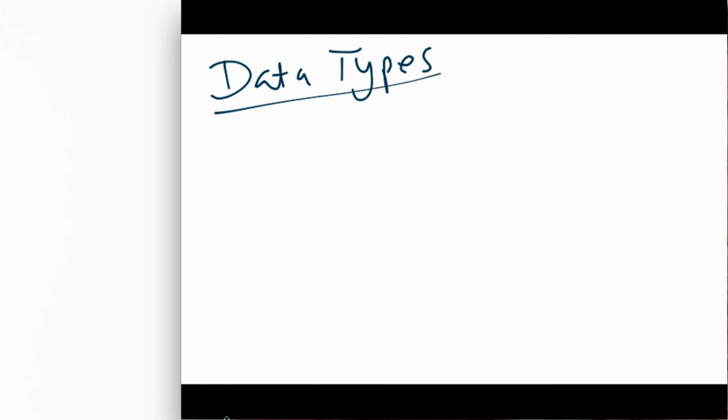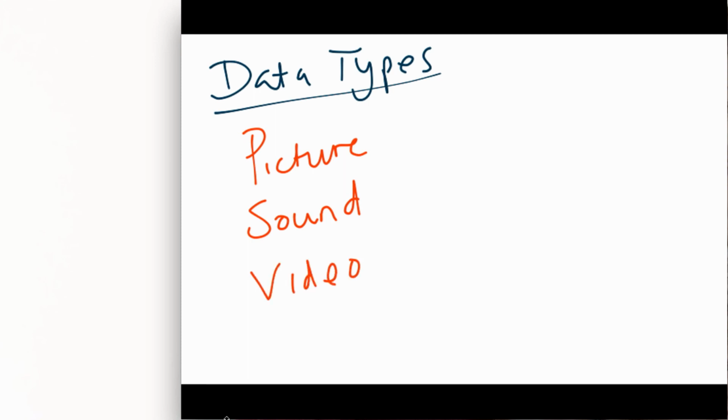And then we might also have data types that are slightly different. For example, you might have a picture data type, and inside there it would contain a picture. You might have a sound data type. Inside there it might contain a sound, obviously, or you might have a video data type.